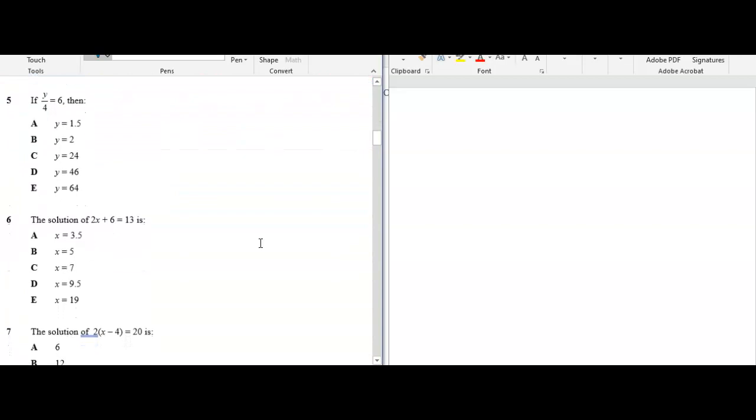All right, moving over the page, question 5. y over 4 equals 6. So that's y divided by 4 equals 6. So when we're dividing, the opposite is multiplying. So we just multiply by what that denominator is. And whatever we do to the left-hand side, we do to the right-hand side. So y is equal to 24.